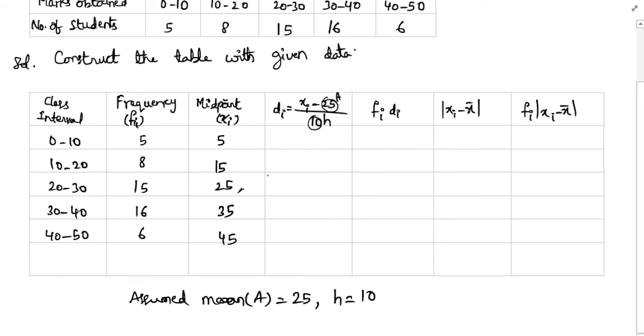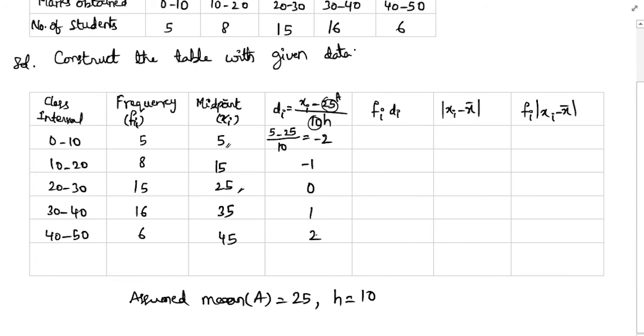Now we'll substitute that here, that is xi is 5. This 5 minus a, which is 25, divided by h, which is 10, so that is equal to minus 20 by 10. So that is equal to minus 2. Similarly here, 15 minus 25 by 10, then it will be minus 10 by 10, that is minus 1. Similarly this will be 0, this will be 1, and this will be 2.